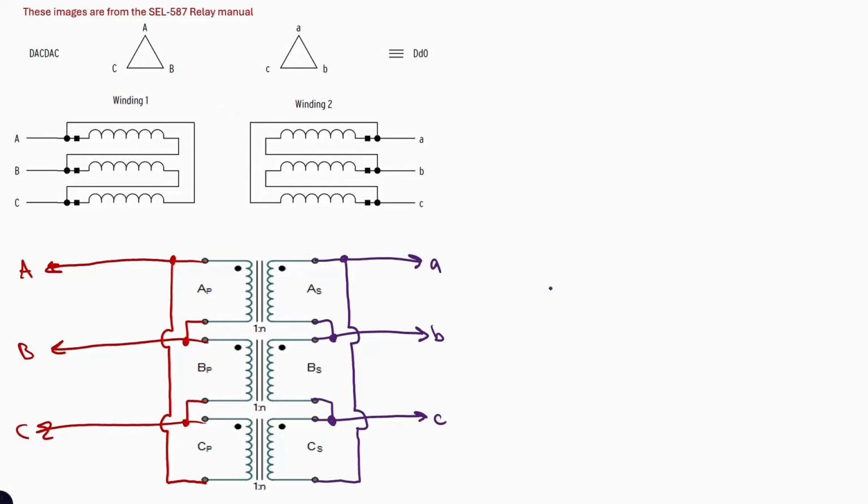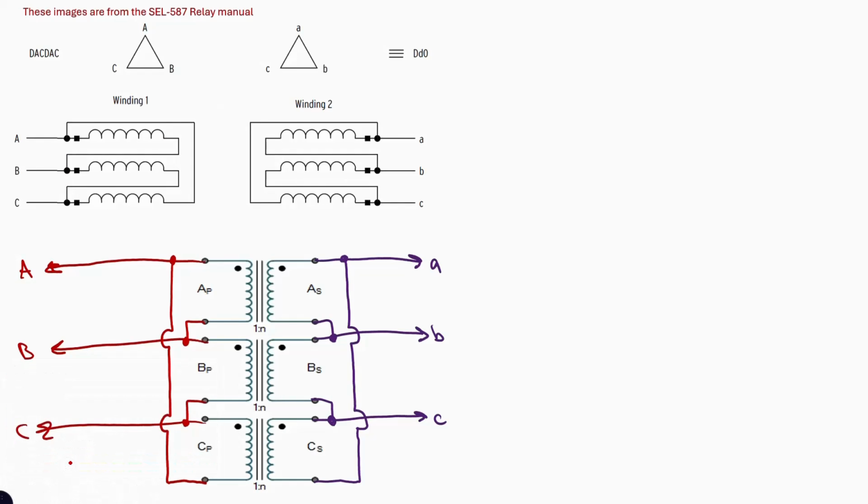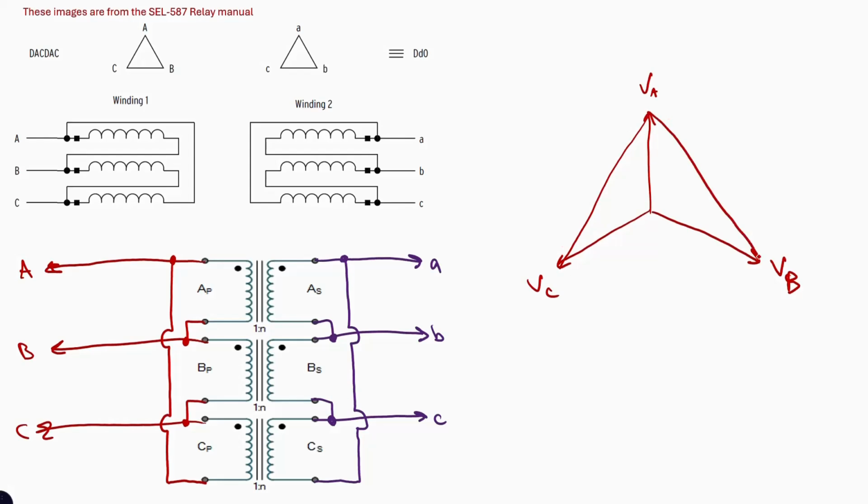And we're going to go ahead and just do our delta. So on the primary, again, let's just do it in phase. So this is VA, right? And then VB, and then down here, VC. And then we're going to superimpose our triangle on top of it. Not exactly the best triangle, but you get it.